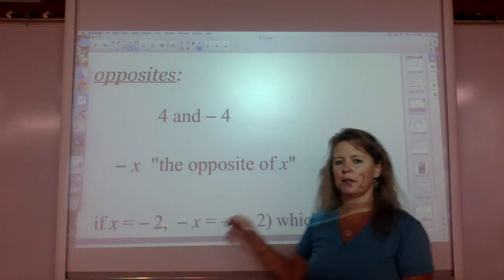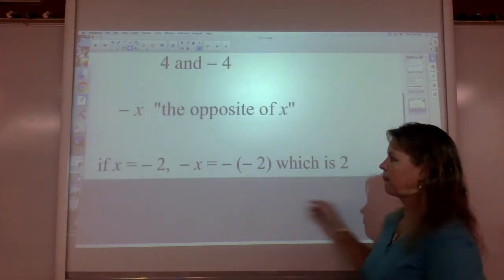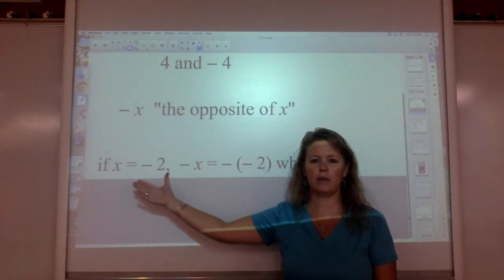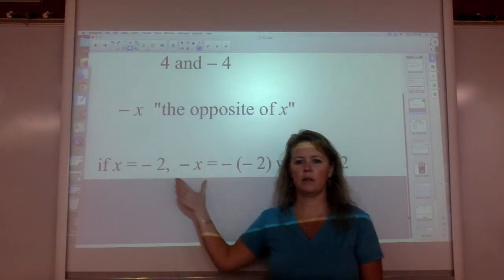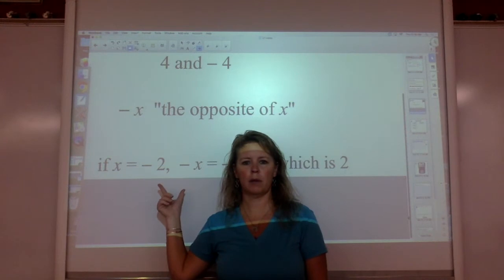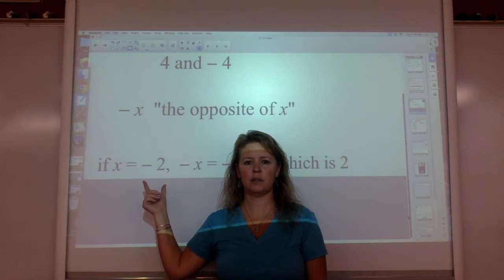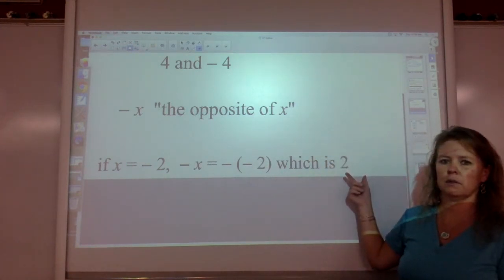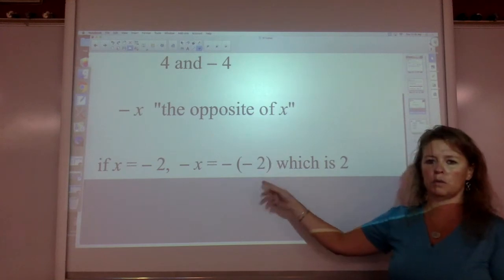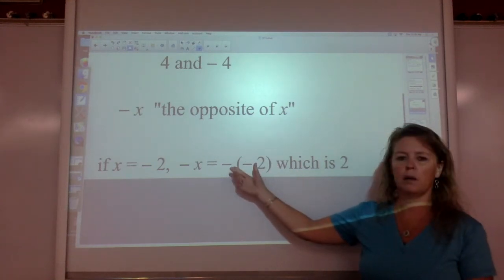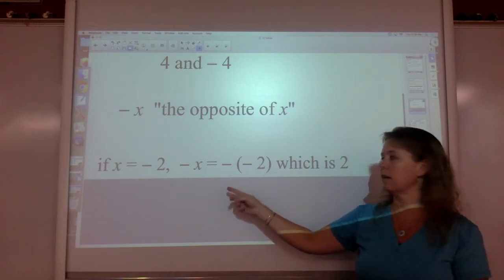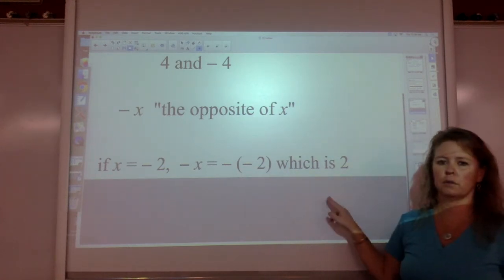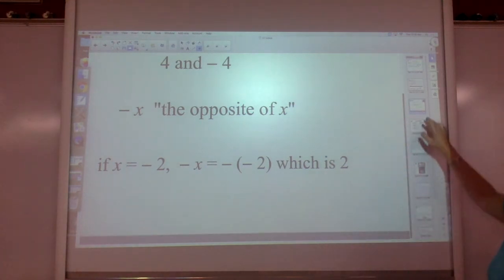Here's a good example of that. It says if x equals negative 2. If x already is negative 2, and you've been told that x is negative 2, and then they tell you that they want the opposite of x, well, if x itself is negative 2, what's the opposite of x? The opposite of a negative 2 is a positive 2. We don't say negative, negative 2. So if we were back in the translating mode like we were in chapter 1, we would have to translate this in words as the opposite of a negative 2. So that's why we refer to it as opposites.